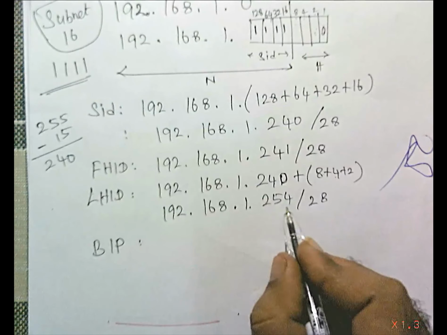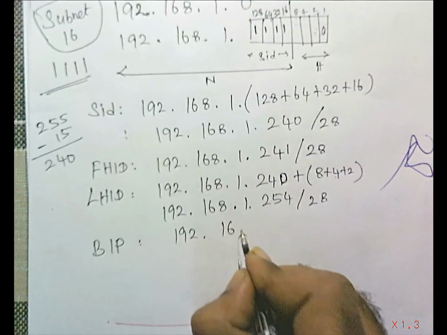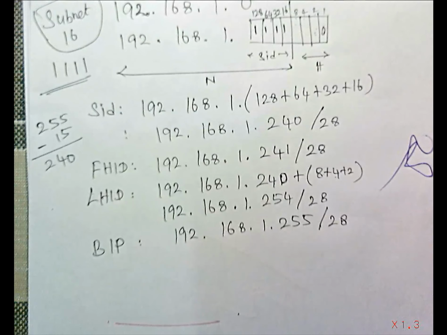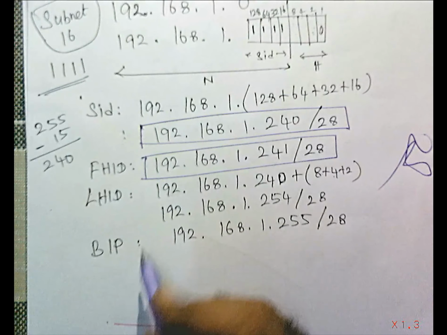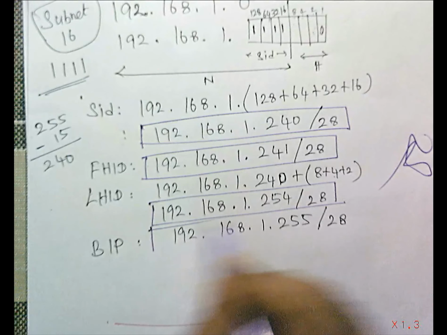Then what is the broadcast IP address? Obviously you have to add 1 to this. So 192.168.1.255. This is going to be your broadcast IP address, /28. So for the last subnet, the subnet ID is this, the first host ID is this, the last host ID is this one, and the broadcast IP address is this.